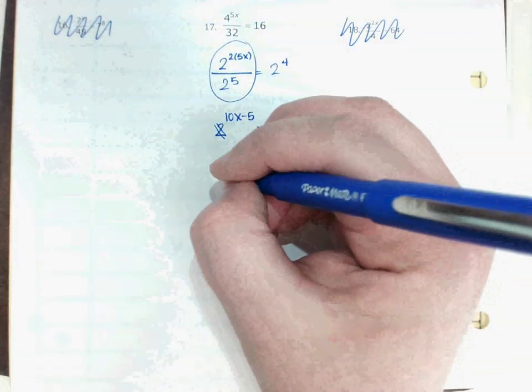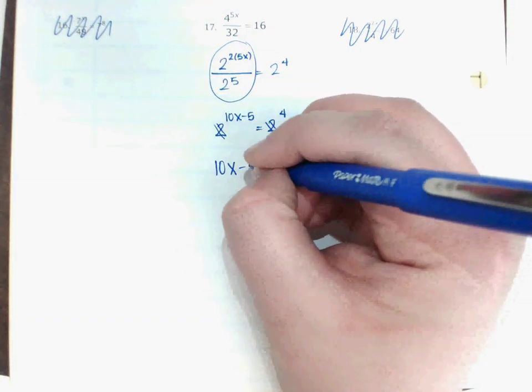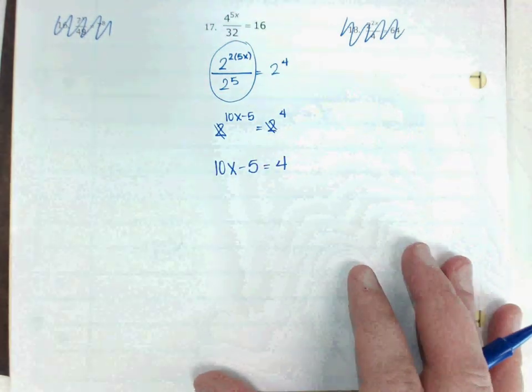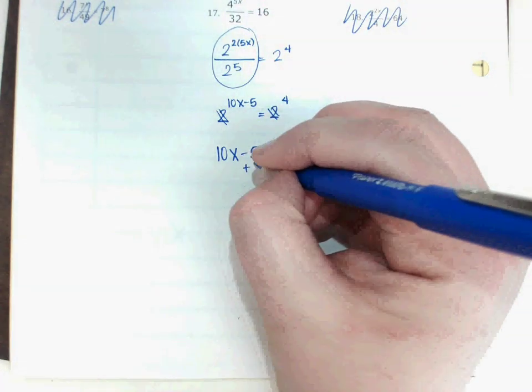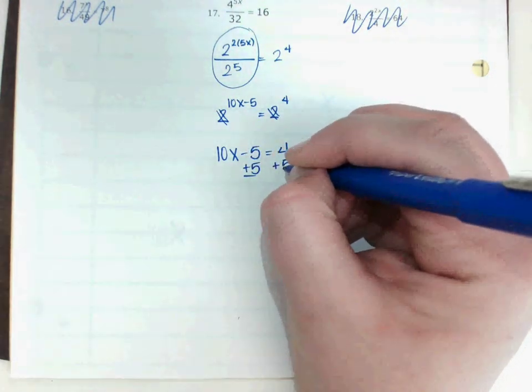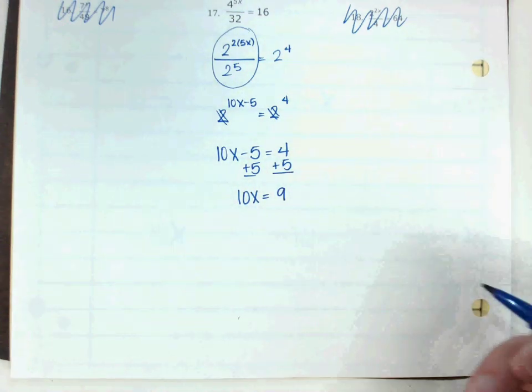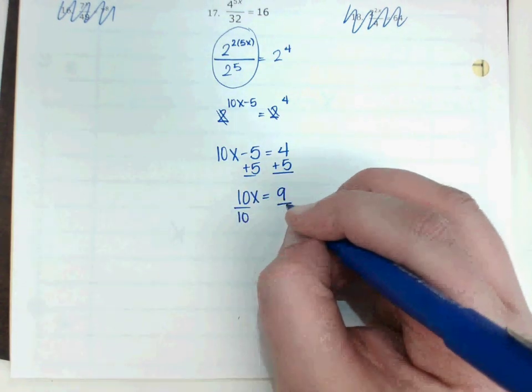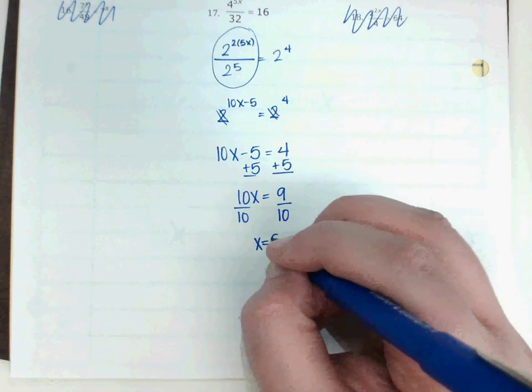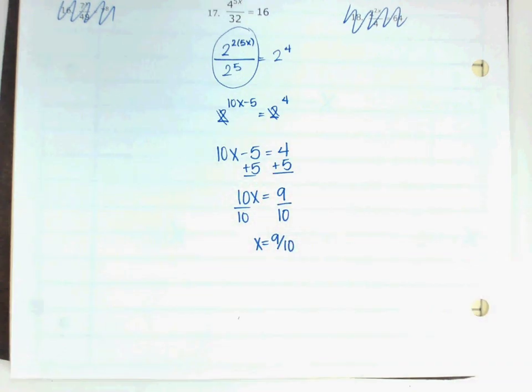Then 10x minus 5 equals 4. What's my next step? Yep. Add the 5 across. 4 plus 5 is 9. So 10x is 9, last step. Divide by 10. And you can just leave it as 9 over 10. Make sense?